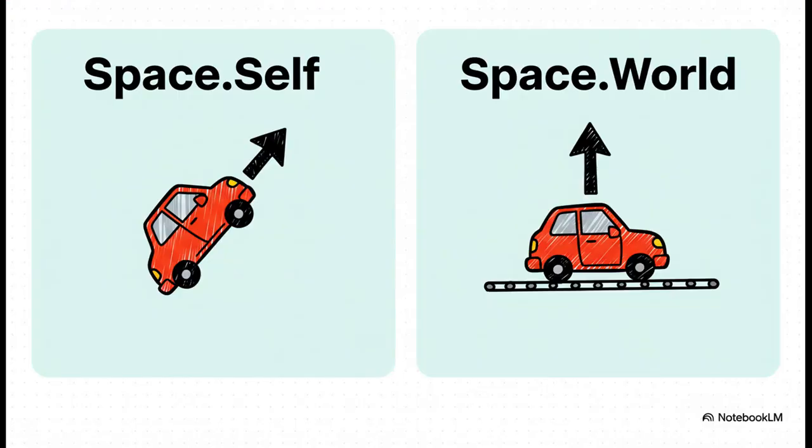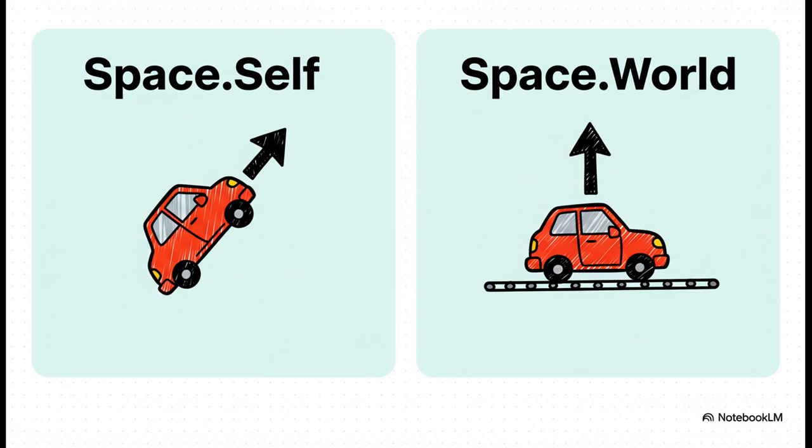Okay, so there are 2 flavors here, space.self and space.world. Let's start with space.self because it's the default. Think of it like driving a car. When you hit the gas, the car moves forward, right? But forward is relative to where the car is facing. If you're pointed west, you drive west.